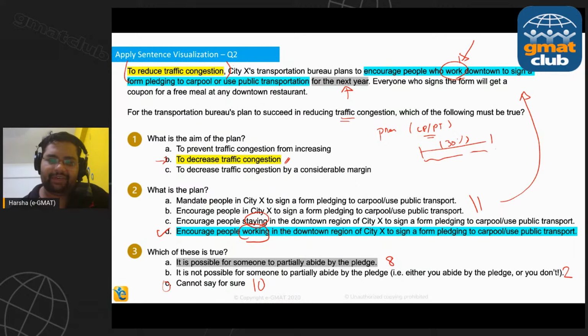Forget the conclusion, forget the aim. When you have for the next year, it's not a single event, right? You have 365 days, so many instances where you can abide, you cannot abide. So somebody could abide by this 0%, somebody could abide by this 100%. Not even once will I break this pledge. Somebody could sometimes go carpooling, sometimes use his own car.